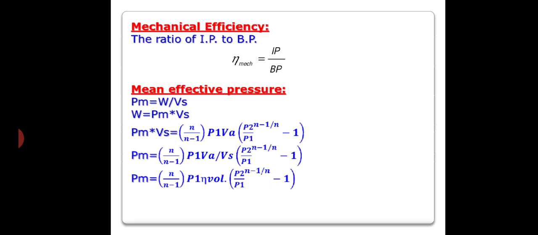So we require that the polytropic index must be mentioned over there. Then we know the P1 value, that is the atmospheric pressure we are taking, and the volumetric efficiency must be mentioned over there. If it is not mentioned, then the actual volume inhaled and the stroke volume must be mentioned. And the discharge pressure and inlet pressure we definitely know. So if these values are given in the problem, we can easily calculate the mean effective pressure.